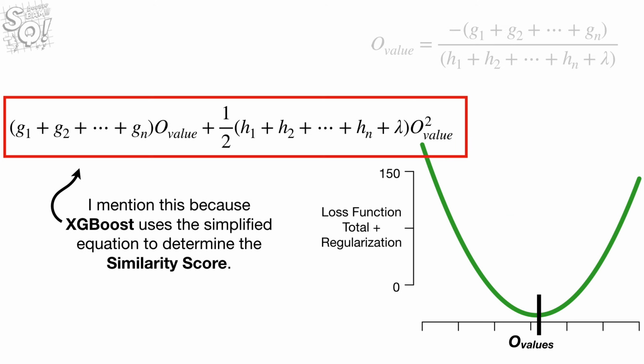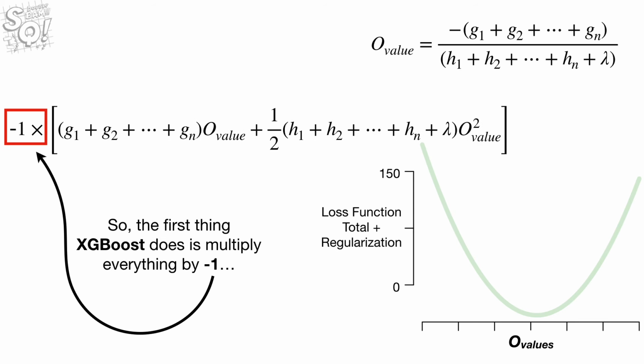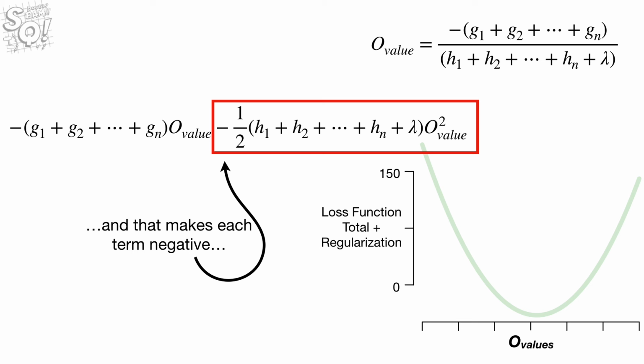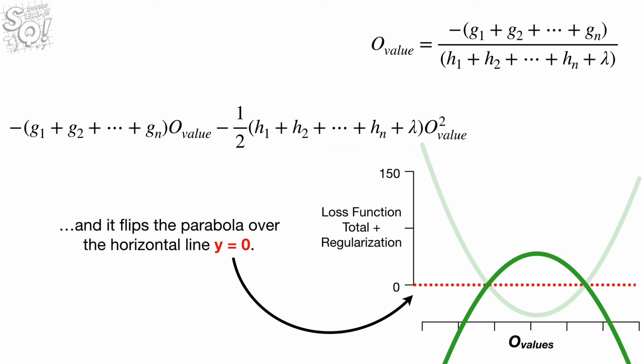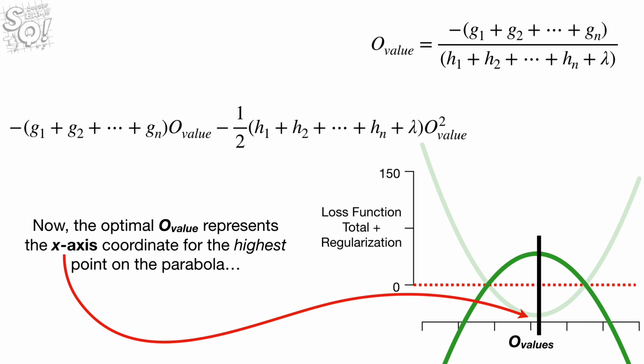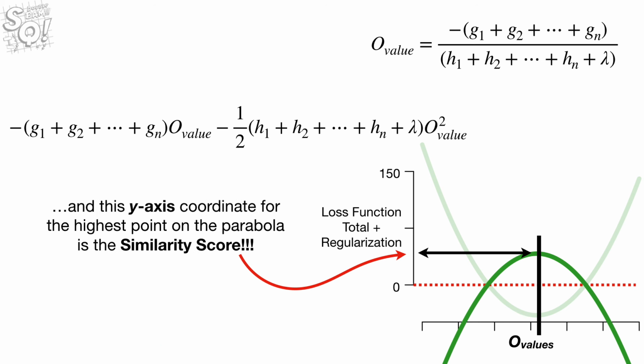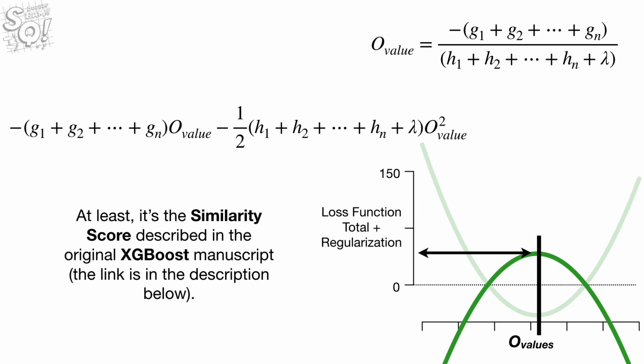I mention this because XGBoost uses the simplified equation to determine the similarity score. So, the first thing XGBoost does is multiply everything by -1. And that makes each term negative, and it flips the parabola over the horizontal line y equals 0. Now, the optimal output value represents the x-axis coordinate for the highest point on the parabola. And this y-axis coordinate for the highest point on the parabola is the similarity score. At least, it's the similarity score described in the original XGBoost manuscript.